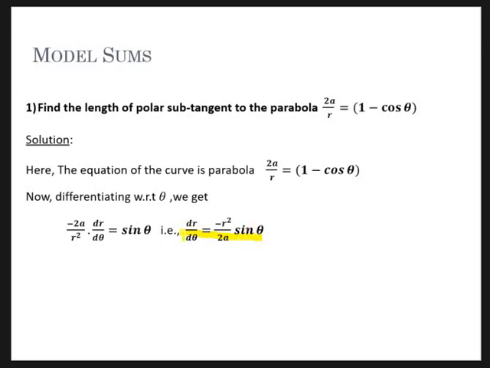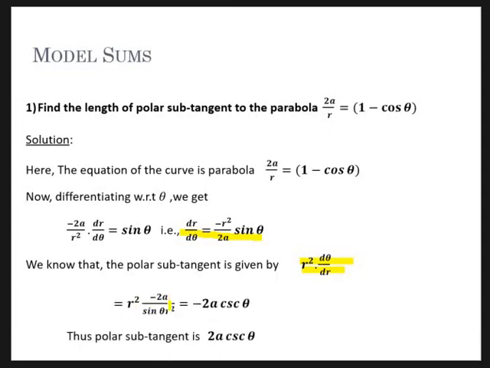Now, recall the formula for polar subtangent, that is r square d theta by dr. So, we know that the polar subtangent is r square d theta by dr. Now, by substituting in this formula, minus r square by 2a sin theta is the value of dr by d theta. So the reciprocal of that will give us d theta by dr.